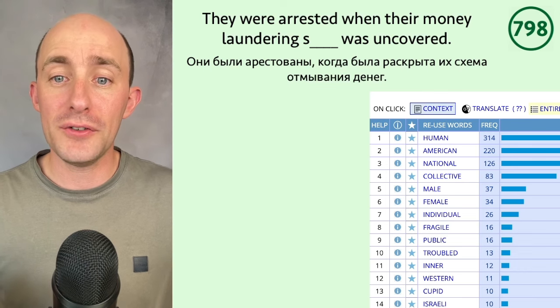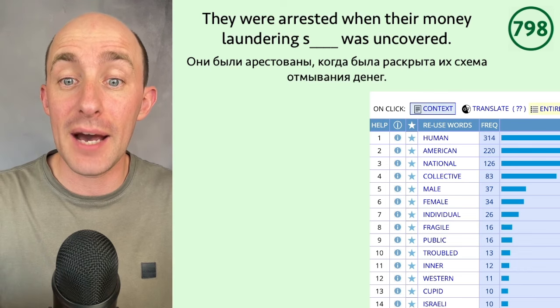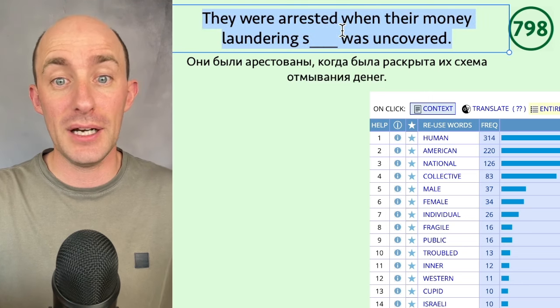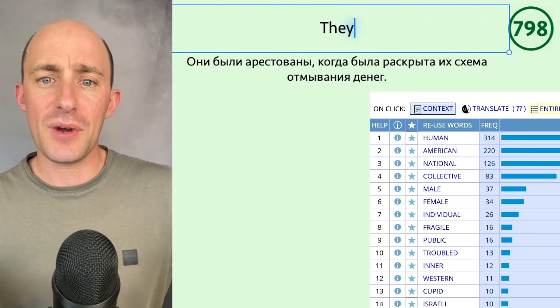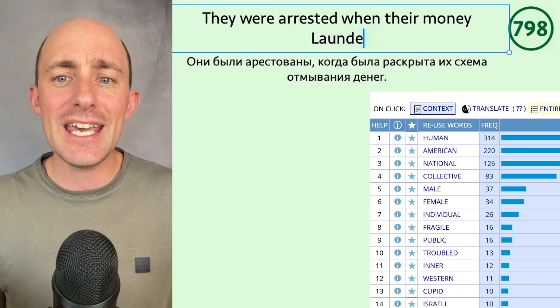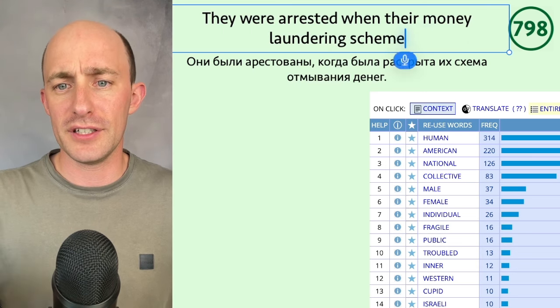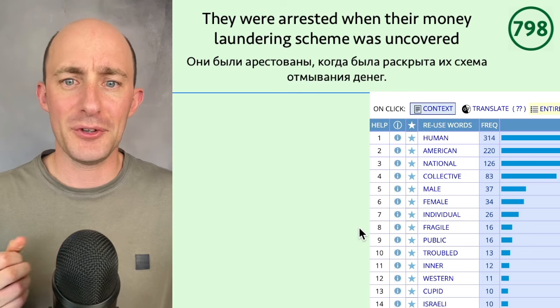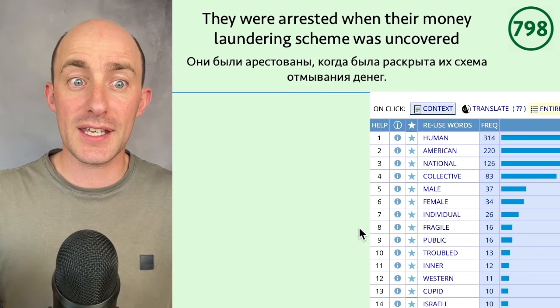Они были арестованы, когда была раскрыта их схема отмывания денег. So, схема is a scheme. They were arrested when their money laundering scheme was uncovered. Scheme, lots of Y before the M. Scheme, scheme.